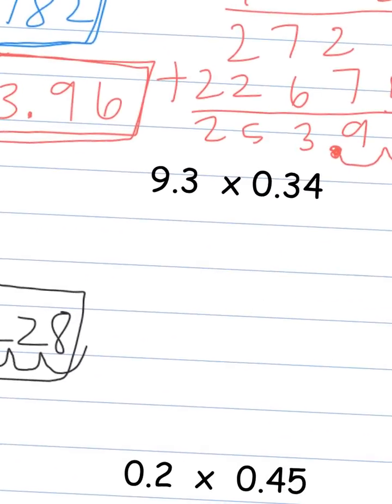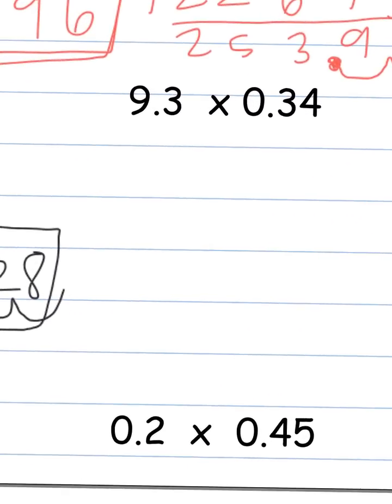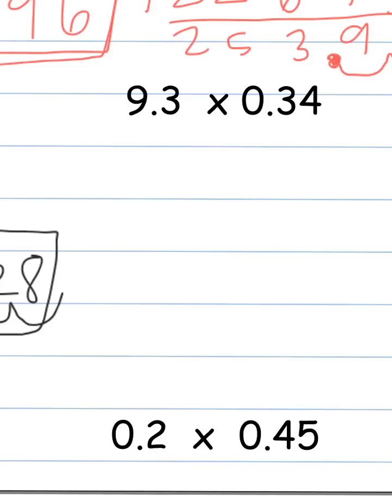Next example, I'm going to zoom in so that we have a little bit more space to work with here. Now, remember, at any point you can pause these and try them on your own if you're feeling comfortable. All right, this one we have 9 and 3/10. And we are multiplying it by 34 hundredths. Again, step 1 says we do not need to line up the decimal.